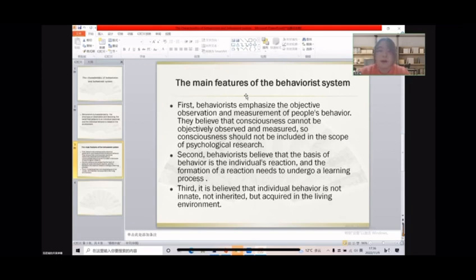And the foundation of a reaction is to undergo a learning process. The last one is that it is believed that individual behavior is not innate, but acquired in the living environment. So maybe environments can excite people's behavior.